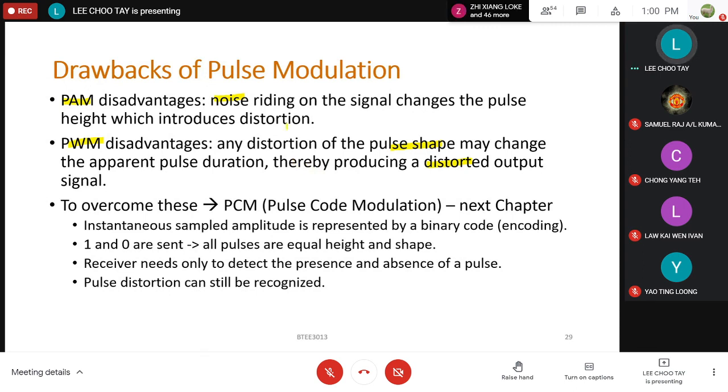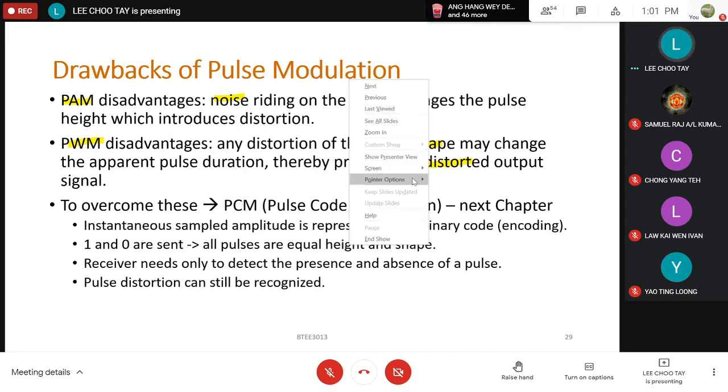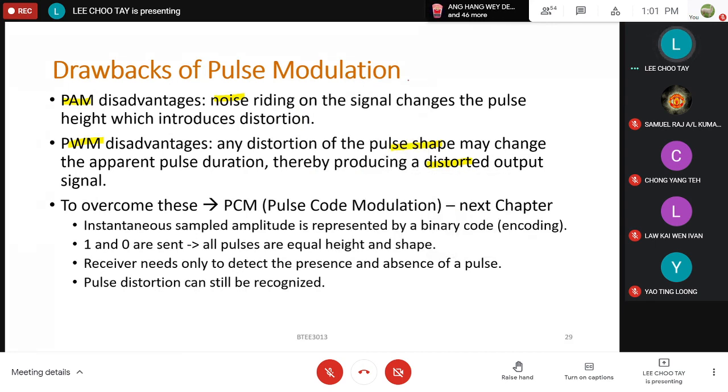So actually, as far as pulse modulation signals are concerned, as I mentioned previously, they are only for short distance, low noise channel, and it must be a wired channel.